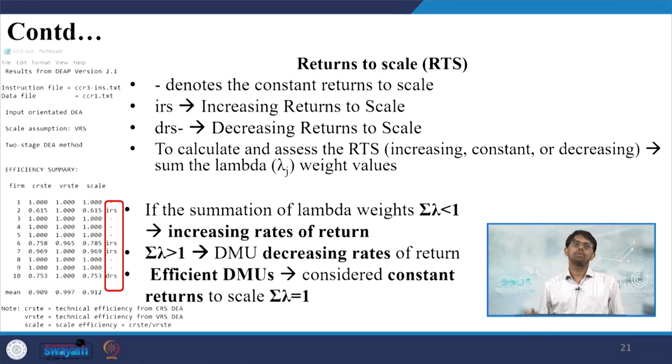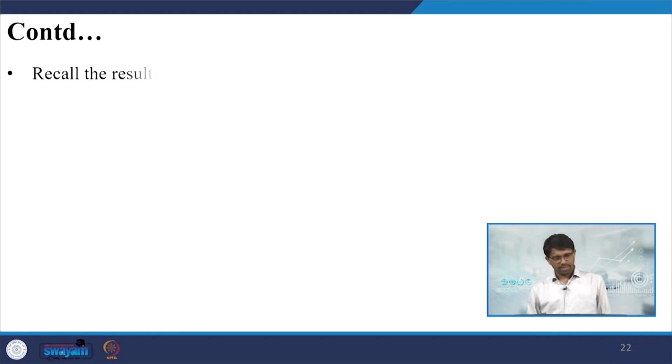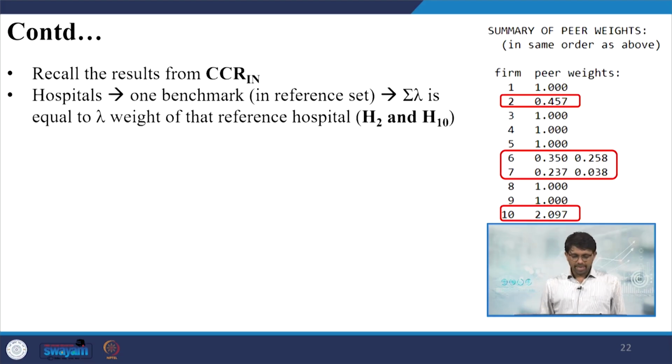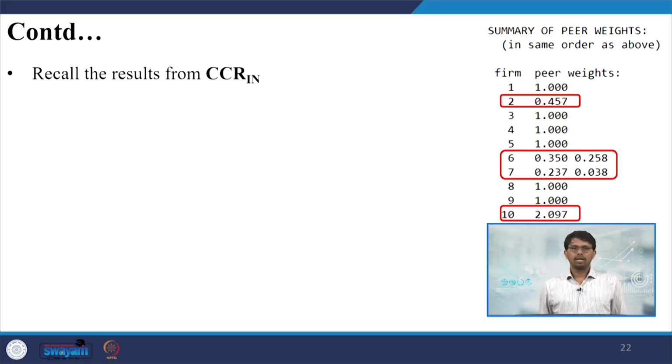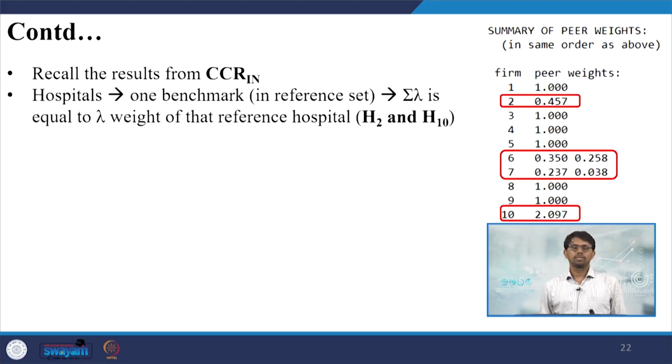If the sum of lambda is greater than 1, then those particular DMUs are considered to be decreasing returns to scale, or decreasing rates of return. However, where the sum of lambda equals 1, they are considered to be the efficient DMUs. Okay. So again, you just check the CCR input result. We discussed those lambdas and their summations.